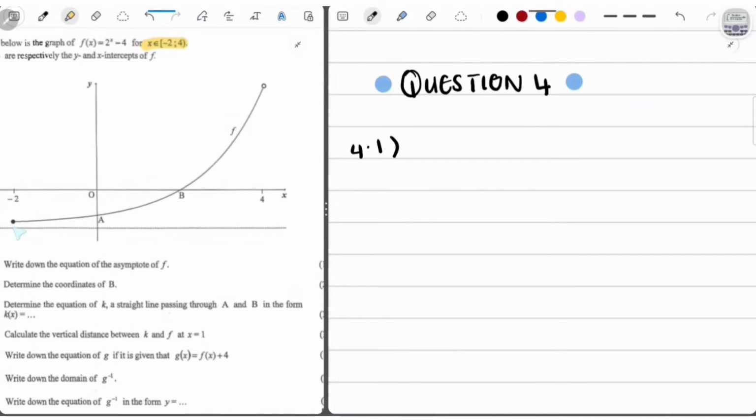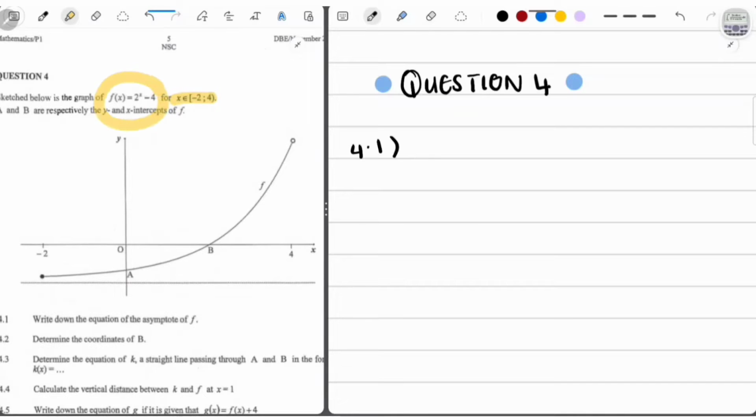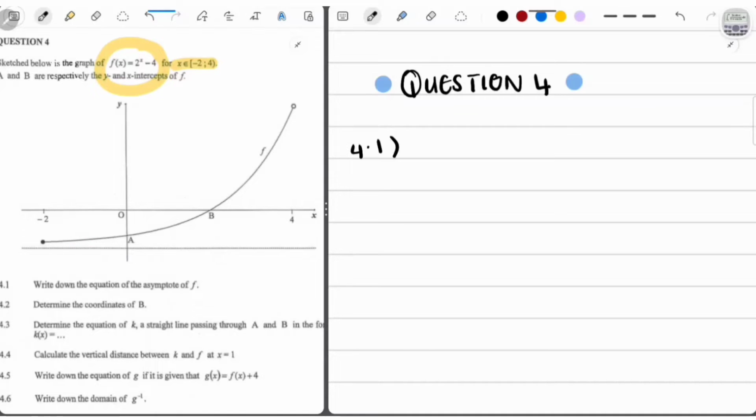Well, f is an exponential function. The asymptote that it has is a horizontal asymptote. And that shows here in the equation. See, we have 2 to the power of x minus 4. That minus 4 is showing you your horizontal asymptote. Because this is a horizontal line, it will start with y is equal to, not x is equal to, because it passes the y-axis, and then we're saying y is equal to whatever number it passes the y-axis at. We can see that number here, that minus 4. Okay, so y is equal to negative 4.